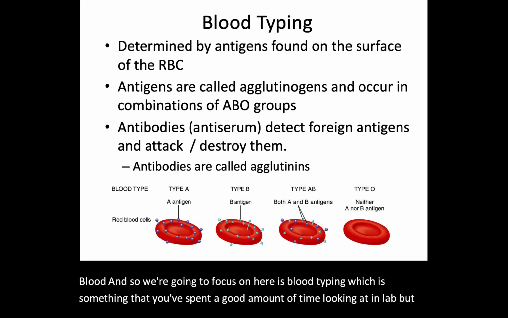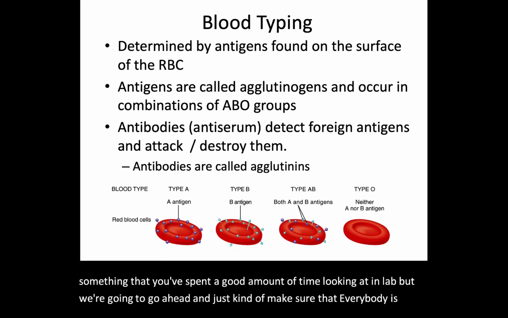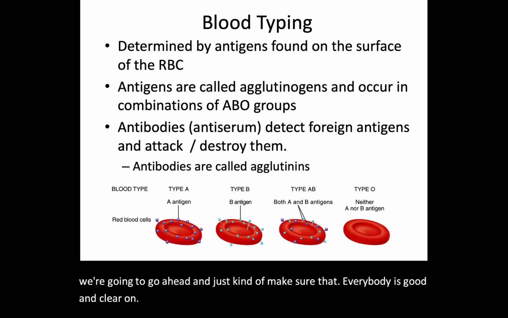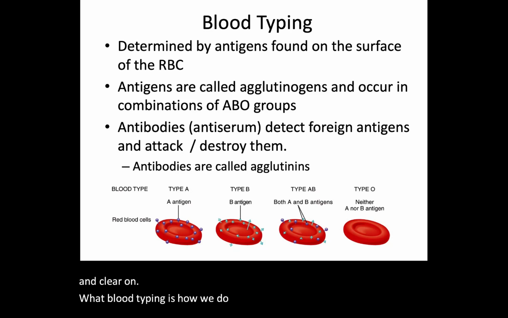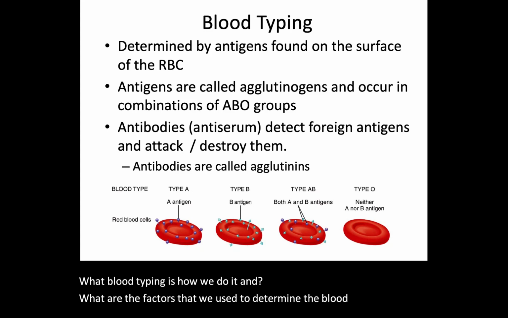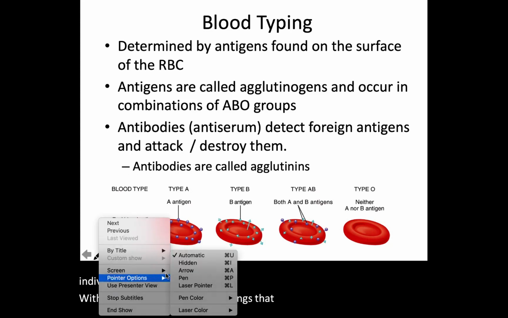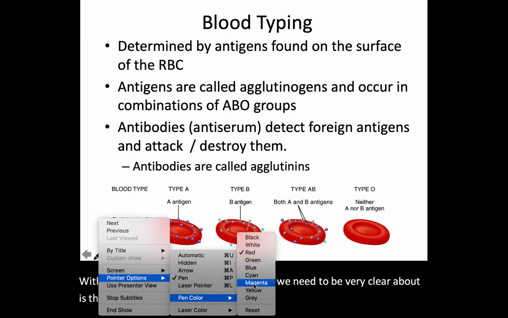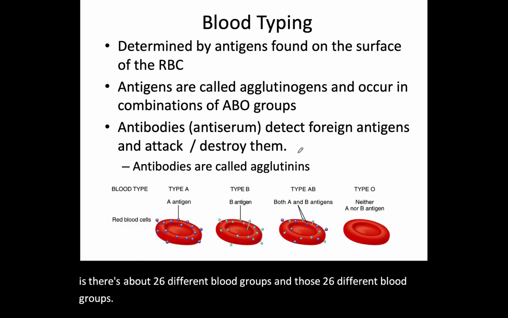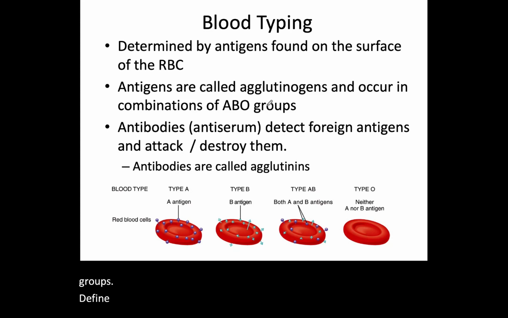But we're going to go ahead and just make sure that everybody is good and clear on what blood typing is, how we do it, and what are the factors that we use to determine the blood type of an individual. So within blood typing, one of the things that we need to be very clear about is there's about 26 different blood groups. And those 26 different blood groups define our blood and can each determine really a different blood type that we have.